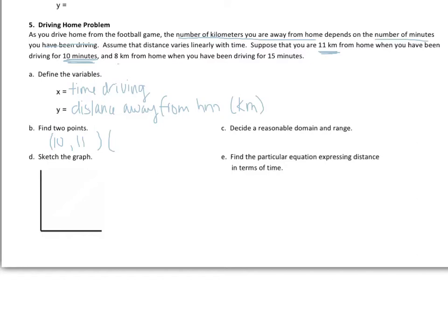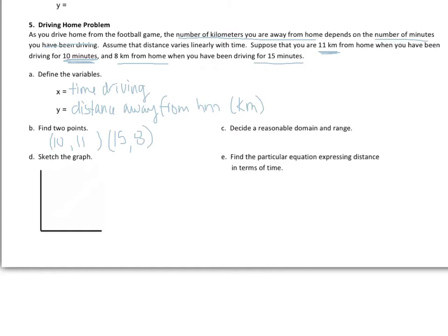Our second ordered pair comes from the next statement. It says 8 kilometers from home when you've been driving for 15 minutes. So the 15 is going to come first, and then the 8 will come next. Okay, it says decide a reasonable domain and range.